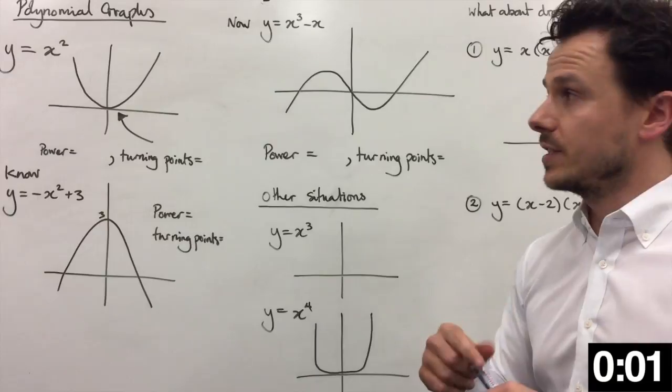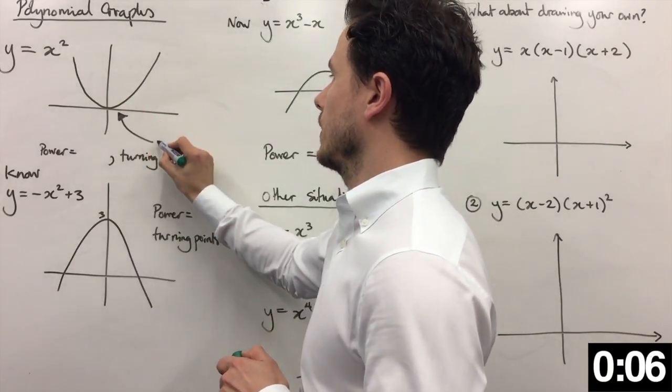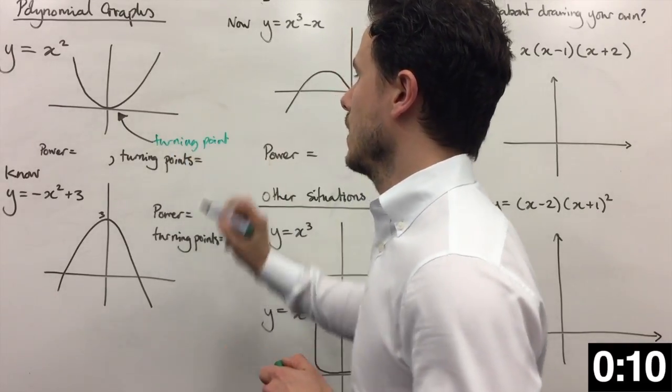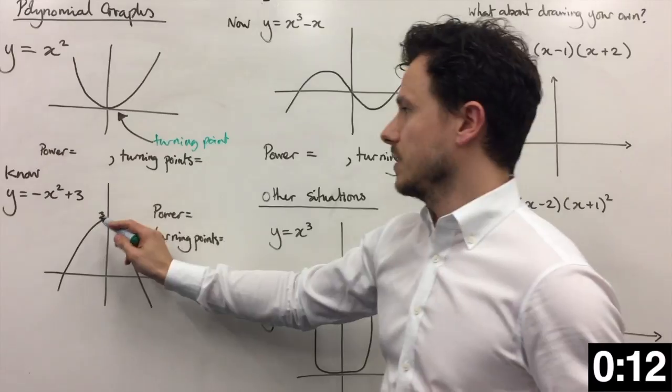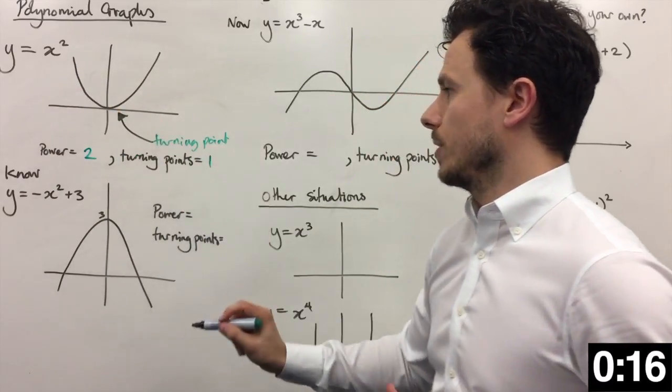A few polynomials you might already know. So we look at x squared here. Now we can see what we've got here at the bottom is what is known as a turning point. Now, we're looking for these on all of them. So in this one, the power is 2, and there is one turning point.